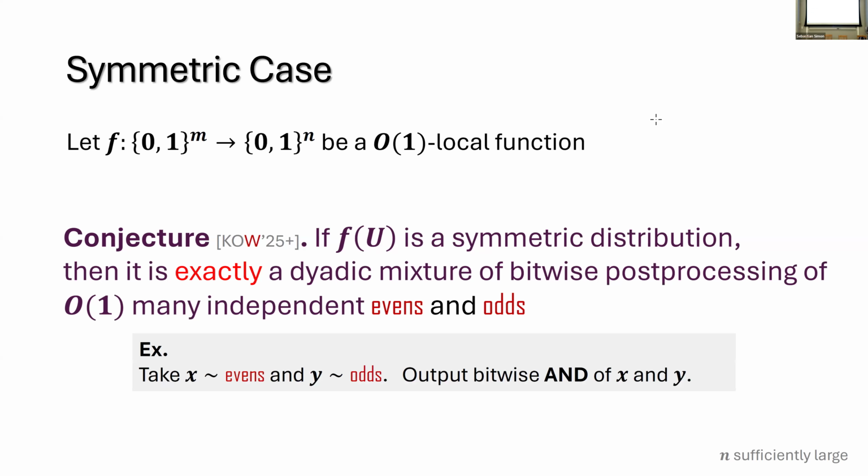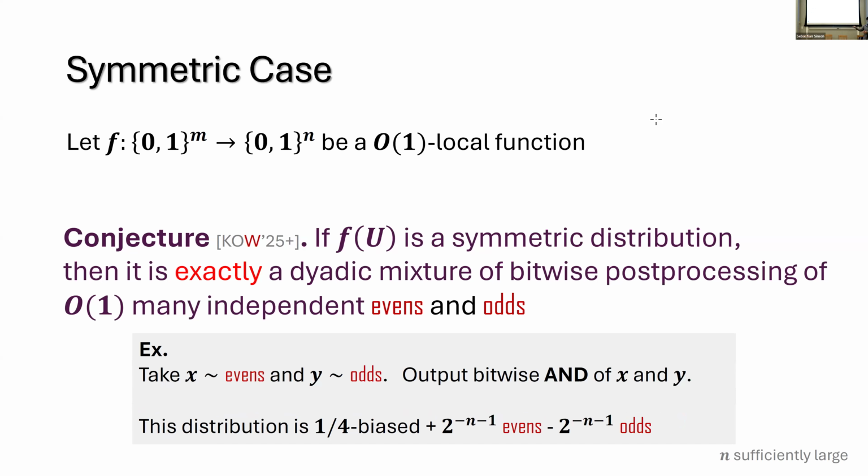So here is an example. You sample independently x and y. X is going to be a uniform even string, and y is a uniform odd string. And you take the bitwise AND of them. So you can see this is one of the processes that is valid by this conjecture. And if you look at this distribution itself, you will find that every bit is roughly 1 over 4 biased, because it's like uniform, and you take the AND of it.